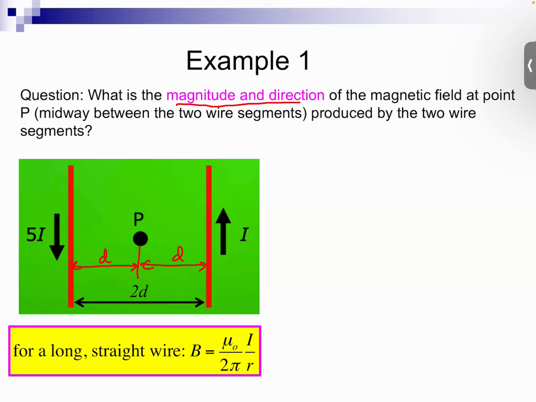The approach here is to find the magnetic field due to each wire and then add them up considering directions. Do vector addition, considering the directions of the magnetic fields, in order to get the total magnetic field.